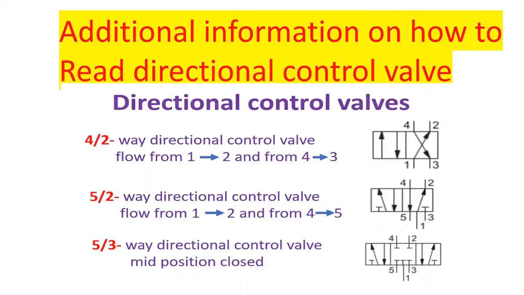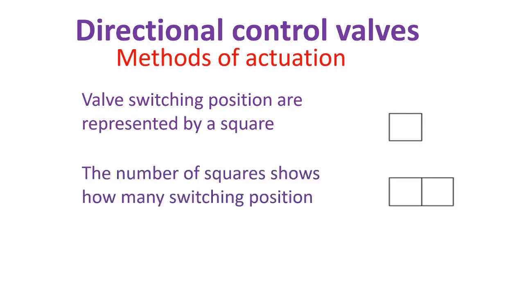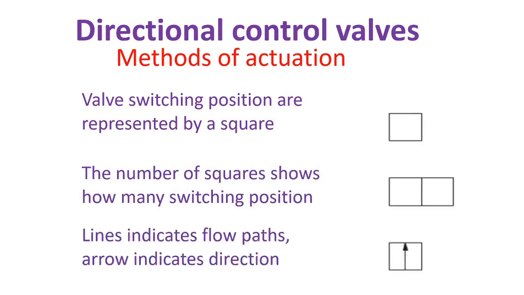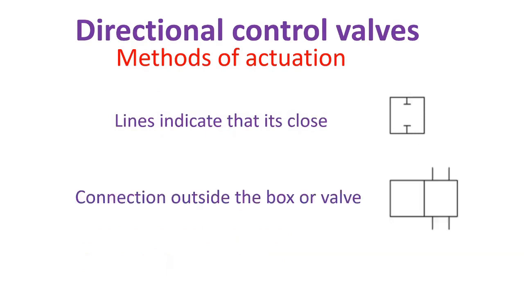Don't skip the video, we have additional information on how to read directional control valves. Now let's get started. Valve switching positions are represented by a square. The number of squares shows how many switching positions. Lines indicate flow path, arrows indicate direction. T lines indicate that it is closed. Then there are connections outside the box or valve.